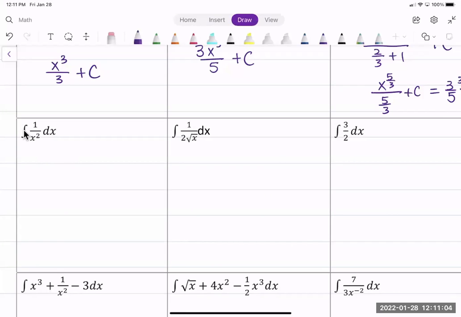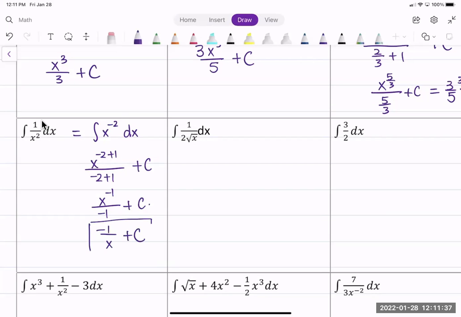The next one is the integral of 1 over x squared. The x squared is in the denominator. In order to apply the power rule, I'm going to bring it to the numerator, and we're going to have x to the power -2 dx, which gives x to the -2 plus 1 over -2 plus 1, and then plus c. This will give you x to the -1 over -1 plus c. And bring that exponent down to the denominator, we're going to have -1 over x plus c. Okay.